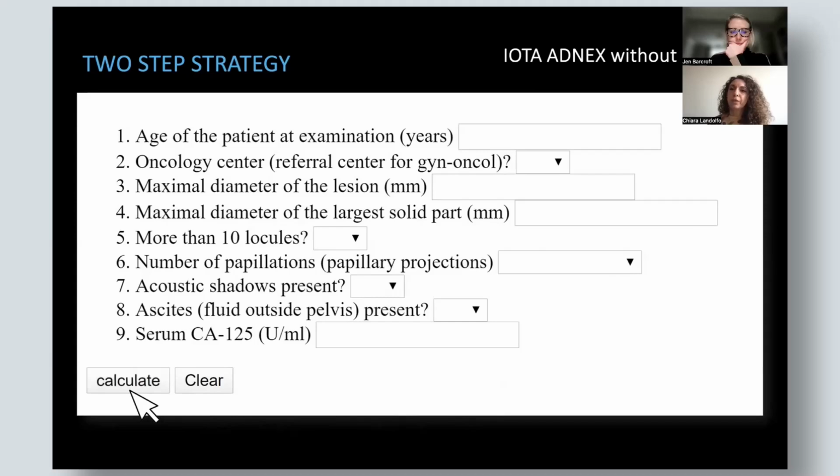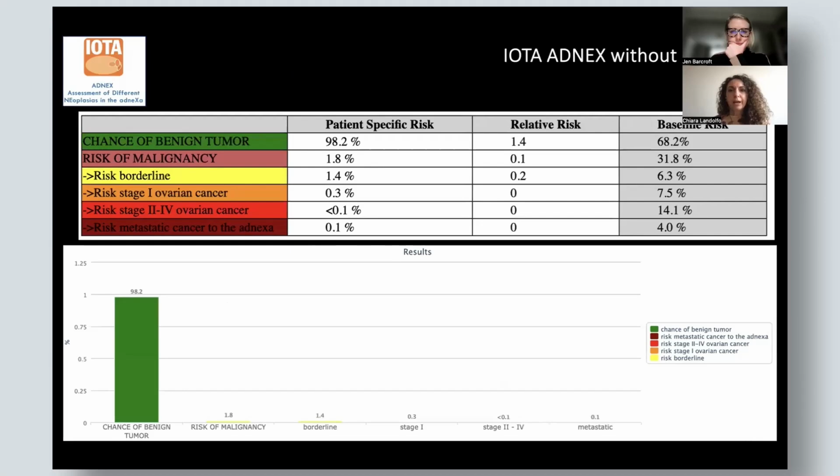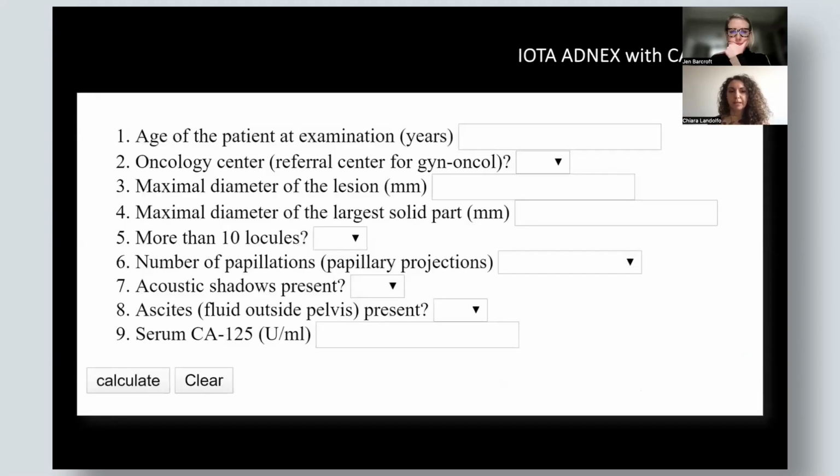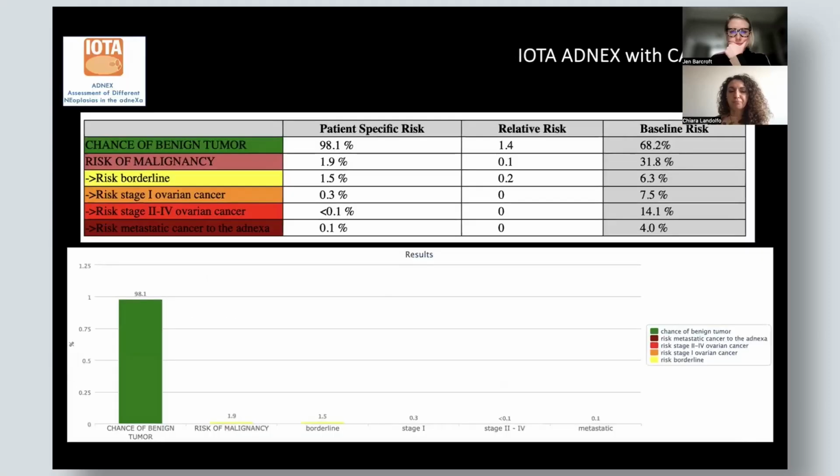We can try without CA125 and with CA125. Now, without CA125, the risk of malignancy in our patient is 1.8%. So it's a low risk of malignancy. If we add the CA125, we can see that it does not change really a lot. It is 1.9%. Now, how to interpret this value in terms of management?